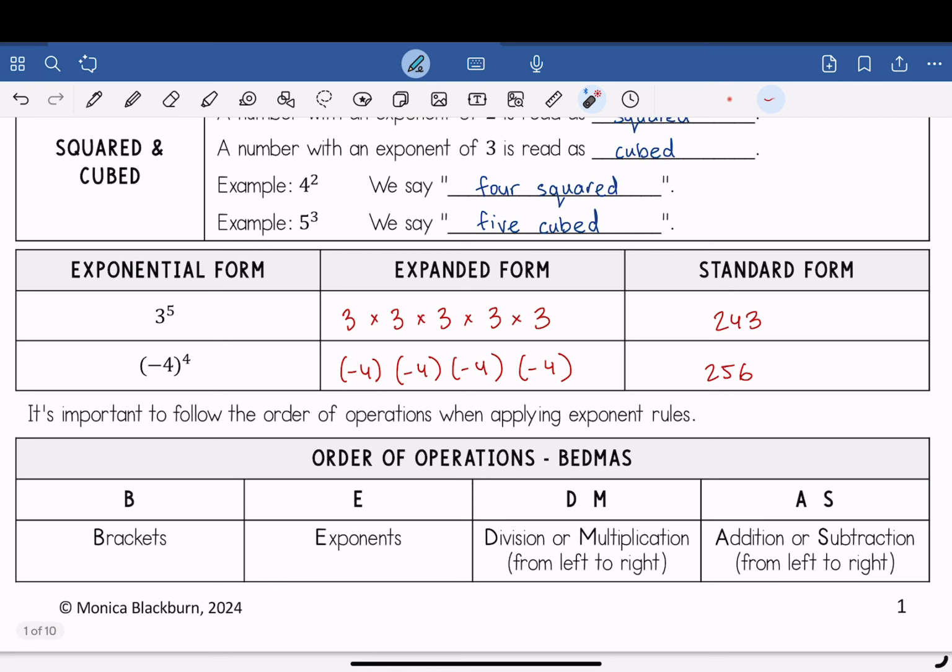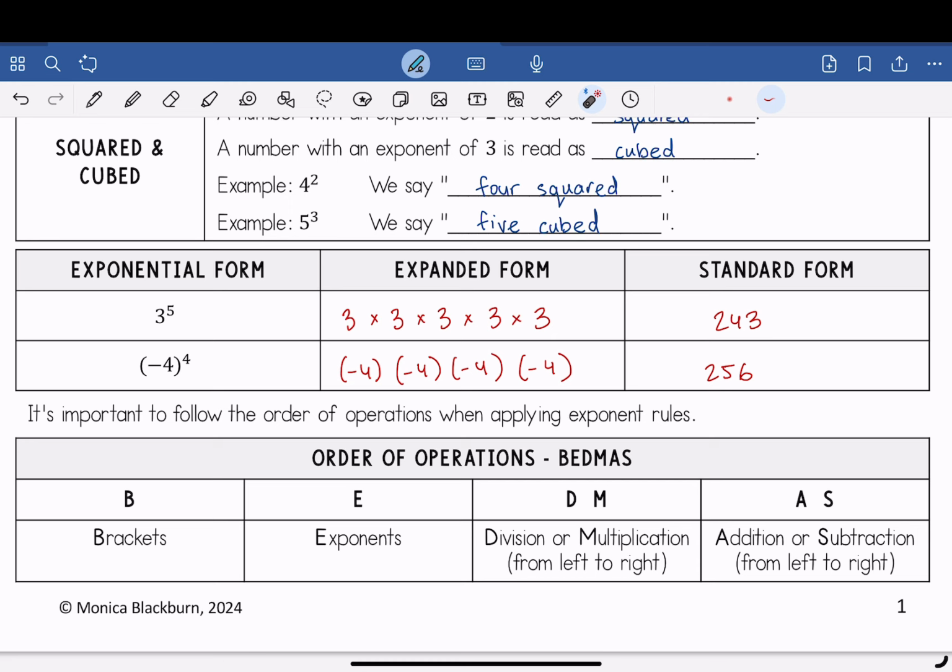So here's an example of a power that's in exponential form, in standard form, and expanded form, meaning that you see the number of times that the 3 is multiplied by itself, and then standard form is evaluating it. So if you put in your calculators 3 to the power of 5, you will get 243.